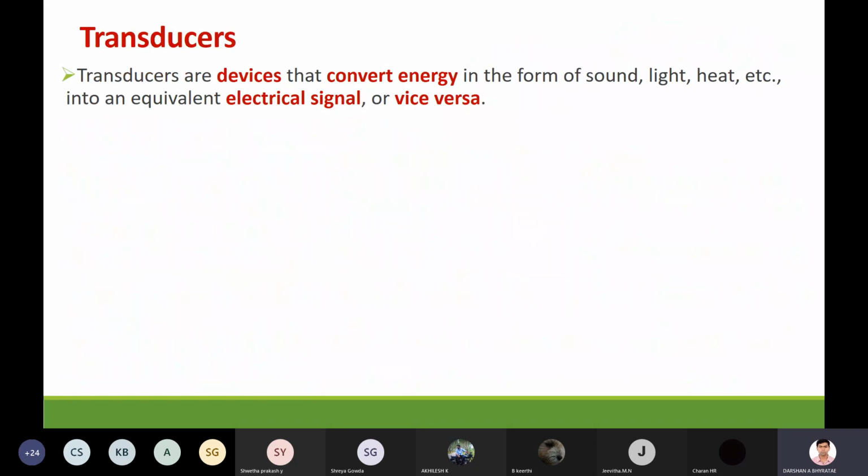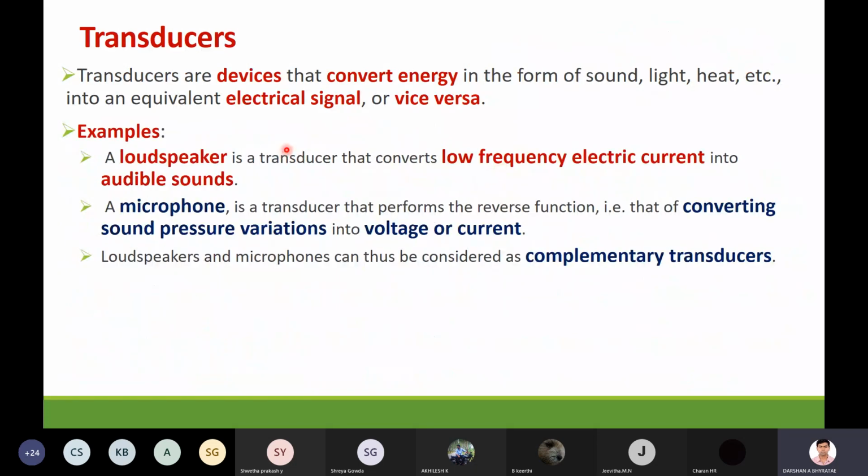Next is the transducer. Transducer is nothing but what? It converts a physical quantity signal into an electrical signal. Sound energy, light energy, heat energy, air energy, whatever those are, we call them physical quantities. I have to convert them into an electrical signal, and again from the electrical signal back into physical quantities, maybe sound energy, light energy, heat energy, air. All these we call transducers.